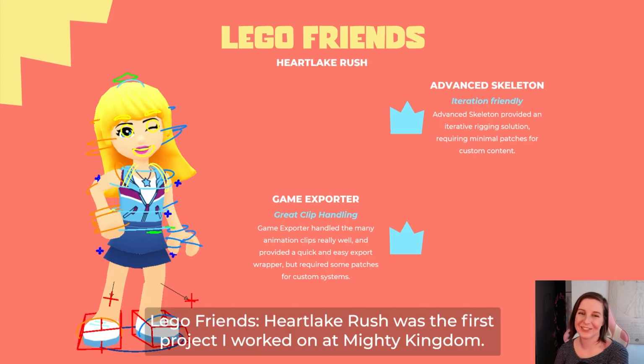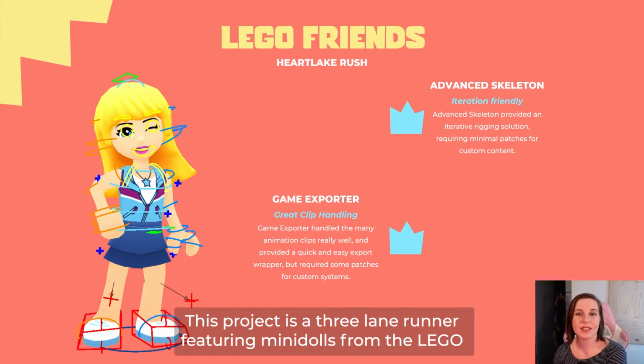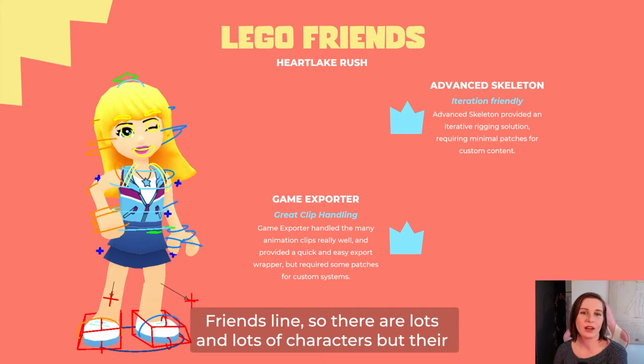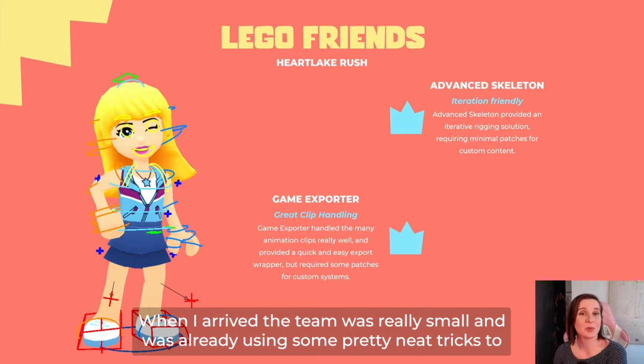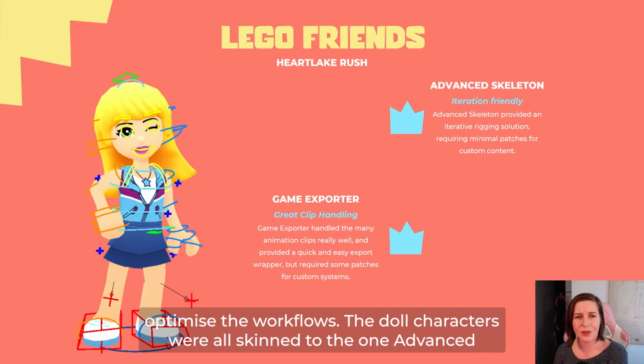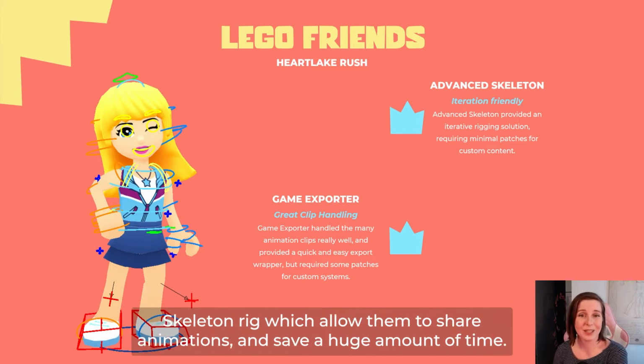Lego Friends Heartlake Rush was the first project I worked on at Mighty Kingdom. This project is a 3-lane runner featuring mini dolls from the Lego Friends line. So there are lots and lots of characters, but their models are very similarly proportioned for the most part. When I arrived, the team was really small and was already using some pretty neat tricks to optimize the workflows. The doll characters were all skinned to the one advanced skeleton rig, which allowed them to share animations and save a huge amount of time.